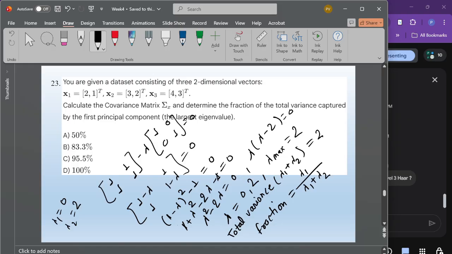Okay, so lambda 1 corresponds to the maximum value. So 2 divided by the total variance, so overall that means it is 100%. We can say the overall value is 1, so 100%, right? So the fraction of the total variance captured by the first principal component is 100%. So option D is the correct answer for this question.